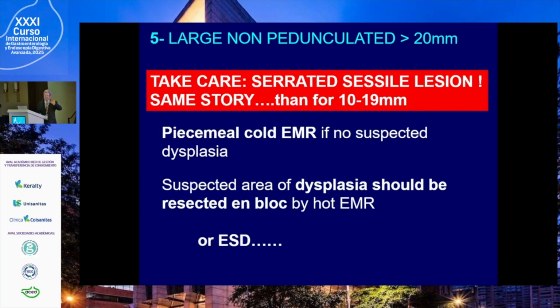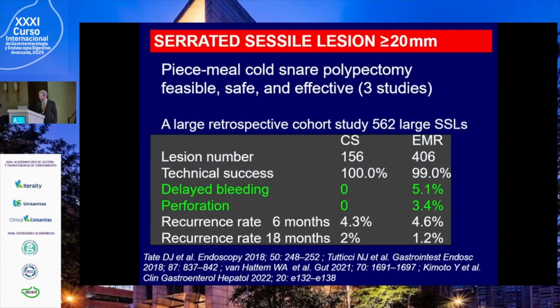Now, we spoke about adenoma. Now we come back to sessile serrated lesions. It is the same story as with polyps less than 10 millimeters: piecemeal cold snare if no suspected dysplasia. But if you have a suspected area of dysplasia, you should resect it en bloc, but more importantly by ESD. En bloc is not bad, huh? You see en bloc, and not piecemeal cold snare. Even for large lesions, piecemeal cold snare, sessile serrated.